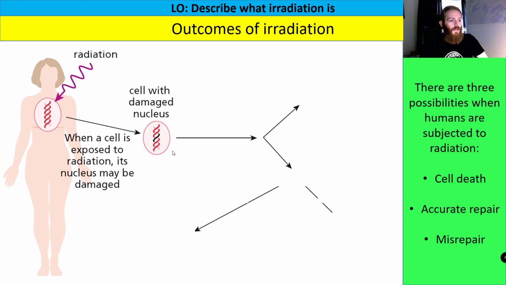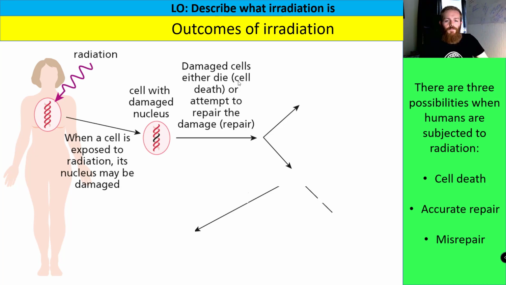One of the possible outcomes of that is you end up with a cell with a damaged nucleus. Now you don't really want cells with a damaged nucleus because it's not going to do the job that it's meant to do. It might end up turning into something else. So damaged cells either die, which we'd call cell death, or attempt to repair the damage. So that might end up with cell death, as in the cell gets damaged beyond repair, so it dies, and then another cell will pop up and take its place.